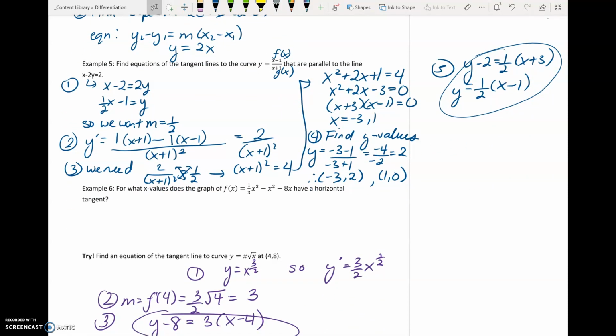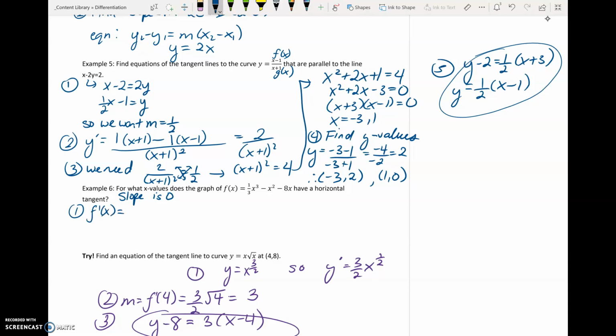The last example here, we're going to look for x values for our graph f of x whenever they have a horizontal tangent. This also means that the slope will be 0. So what we need to do is find the equation of all the slopes, which is f prime of x, and then we're going to set it to 0 to find those x values. So we're going to find f prime of x first.